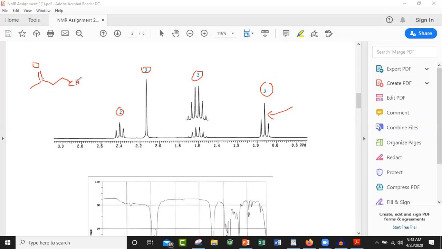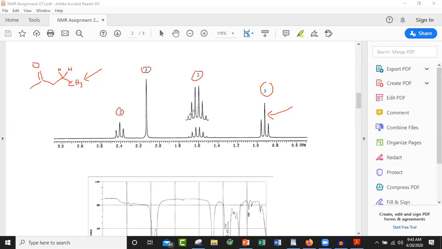You have to bear with me on this drawing. This is a CH2. From the CH3? From this one? Yes, I agree. It should be a triplet, and it should be upfield because it's a typical alkyl type proton. All right, let's go to the next one.